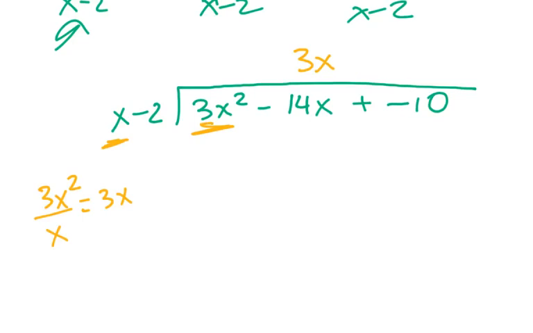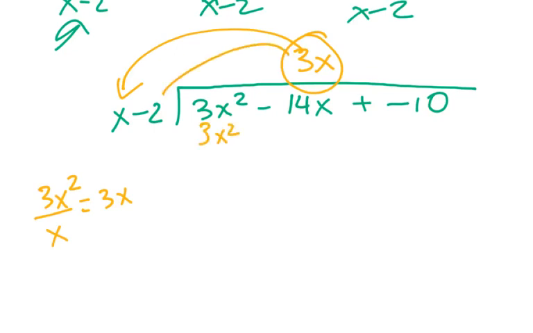I always like to map it, so notice that this is x and this is x. So I map them. You don't have to, but I think it keeps it clear. Let me erase this. And then we're going to distribute. So we're going to take 3x, multiply by x, and we're going to get 3x squared. And we're going to take 3x and multiply by negative 2, we're going to get negative 6x.